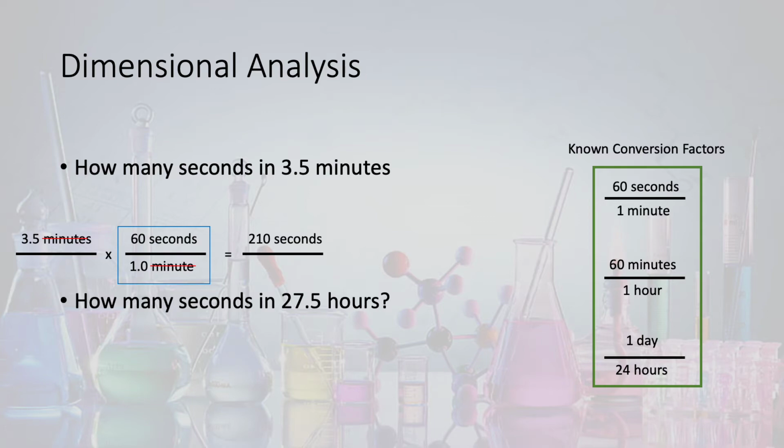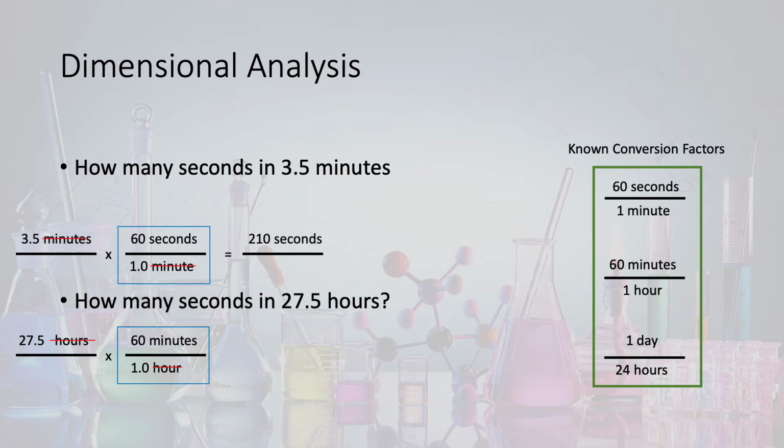What if we want to find out how many seconds are in 27.5 hours? This may seem daunting, but let's break down the question. Let's start with information we know again. We have been asked how many seconds are in 27.5 hours, so let's start there. If we use our table to the right, we will see we do not have a direct conversion from hours to seconds. So we can start by converting hours to minutes using the conversion 60 minutes in 1 hour.